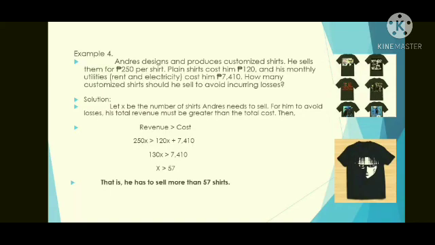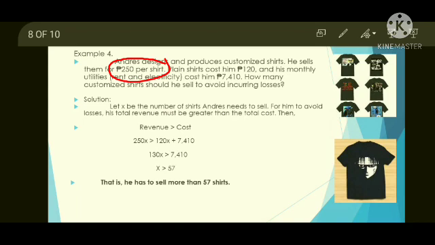Okay, so example number 4. Andres designs and produces customized shirts. He sells them for 250 per shirt. A plain shirt costs him 120 pesos, and his monthly utilities, including the rent and the electricity, cost him 7,410 pesos. So the question here is, how many customized shirts should he sell to avoid incurring losses?